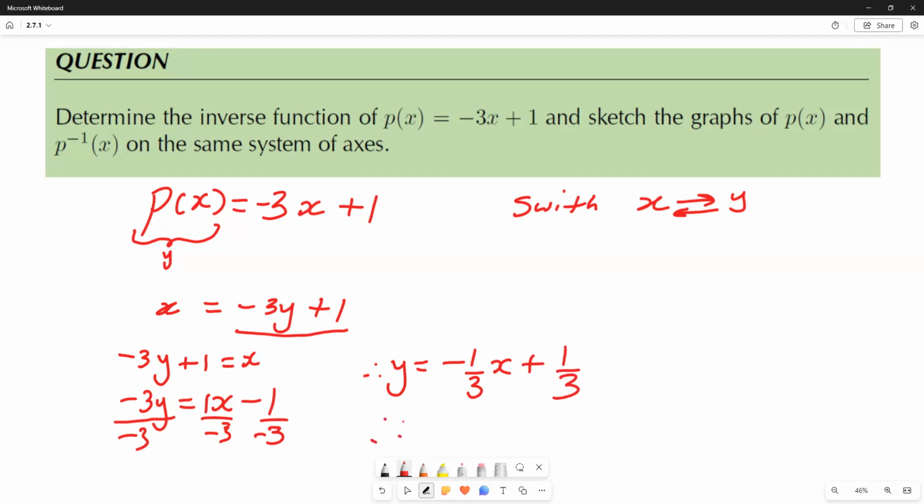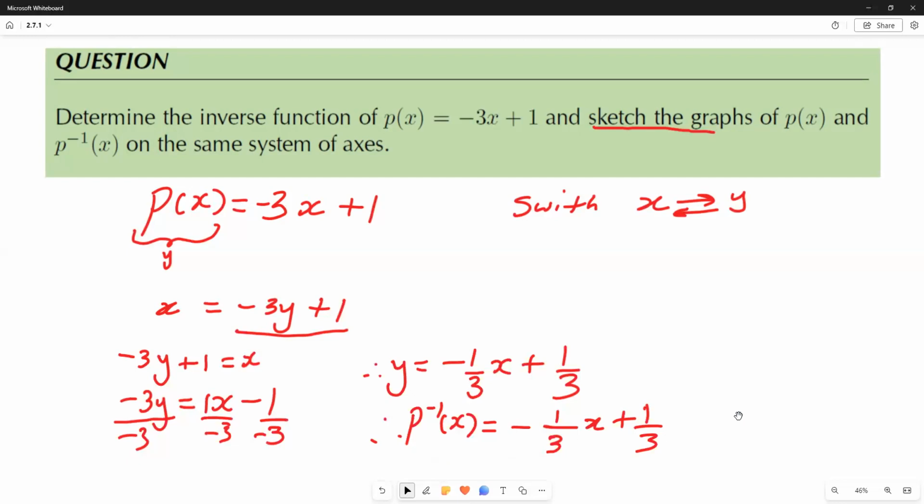Because the inverse is also a function, it can be written in function notation, which is p inverse of x equals negative 1 over 3 x plus 1 over 3. If the inverse was not a function, remember, we cannot write it in function notation. We are just going to leave it as y equals, and that's it. Perfect. So now I have my inverse and my function. And then they also want us to sketch the graphs.